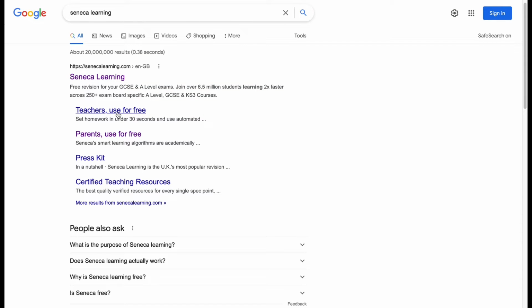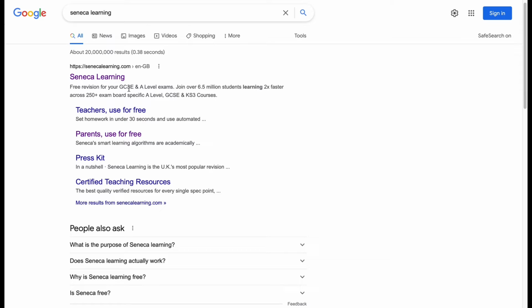You can see that teachers can use it for free, parents can use it for free. There's other certain things as well. But when I used Seneca Learning, we were one of the first few cohorts to use Seneca. We were at the stage where Seneca was just being introduced. We just had the first segment, which just had Seneca Learning on it.